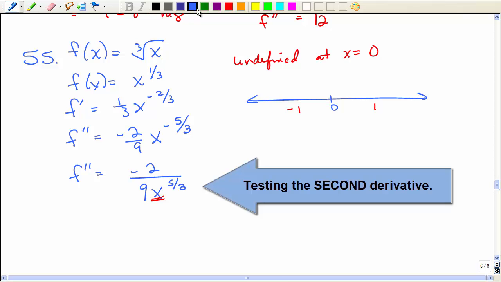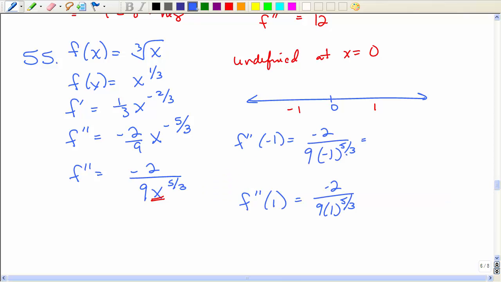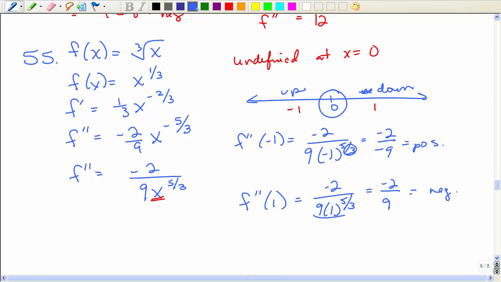And remember, we're testing the second derivative. Okay, remember this bottom number means to take the root. So the cube root of -1 is -1 raised to the 5th power. An odd amount of negatives would stay negative times 9, so that's going to be -2 over -9, which is positive. So we would have up here, right? Then we have -2, and all that is positive. So this is negative, and so that means that would go down. So we do have one inflection point when x is 0.